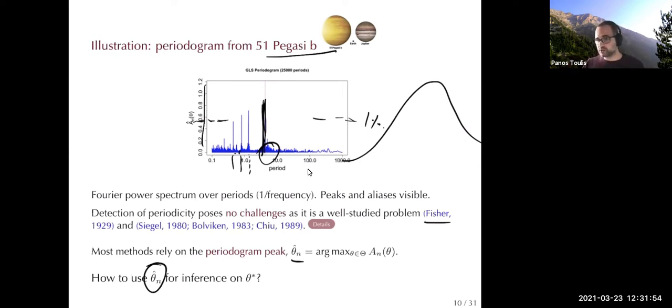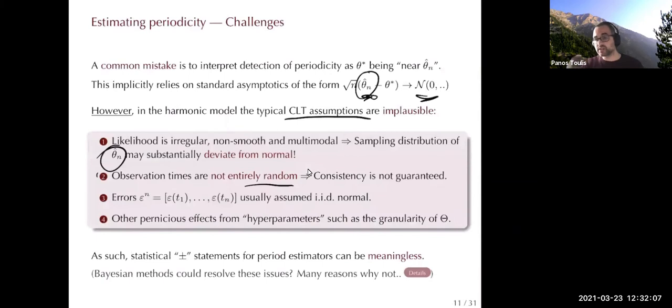And in this case, it's not only untestable, it's actually implausible because we don't have i.i.d. data. Our observations have a very clear sampling bias. They have very clear patterns in many cases. So not just normality, but even consistency of the periodogram peak is not guaranteed here, because we can have arbitrary observation times. So these two pillars of the standard statistical methods are basically broken.